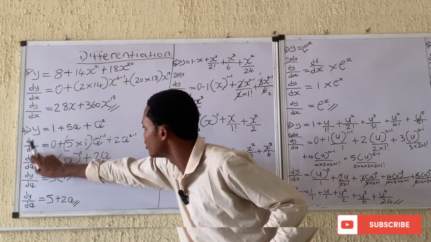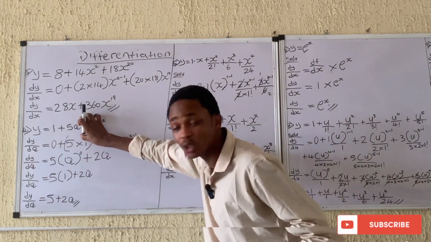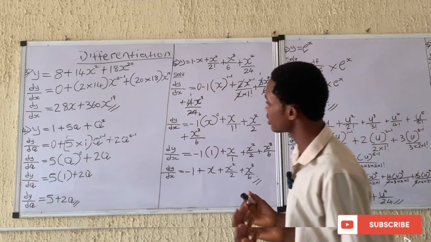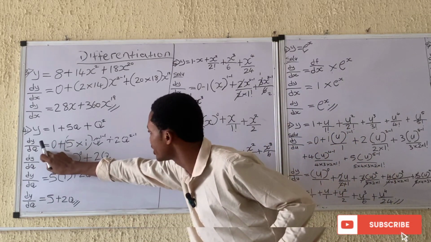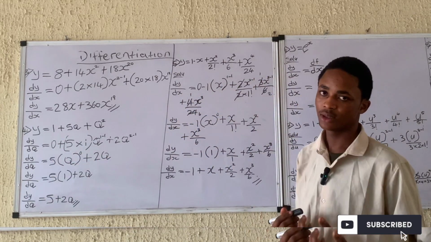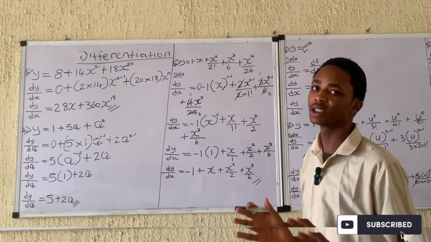Differentiation of y with respect to q. Now, based on the question, for us to continue, dy/dq equals 1. 1 standing on its own is a constant.